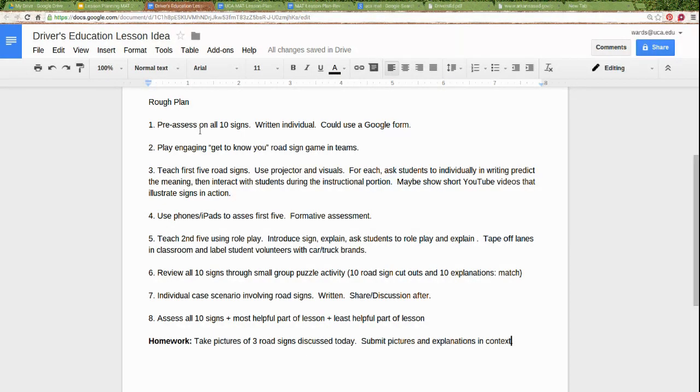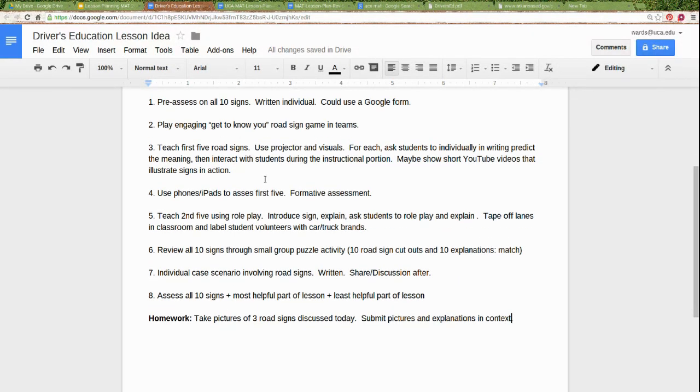Then we would play some sort of engaging get-to-know-you road sign game in teams, just to break the ice, get them up, get them moving, and do something interesting. We didn't plan the details. We just know the basics. After the introduction activity, we would teach the first 5 road signs.